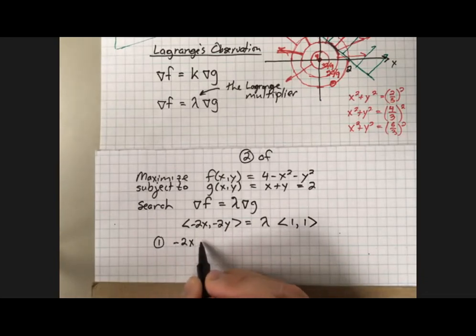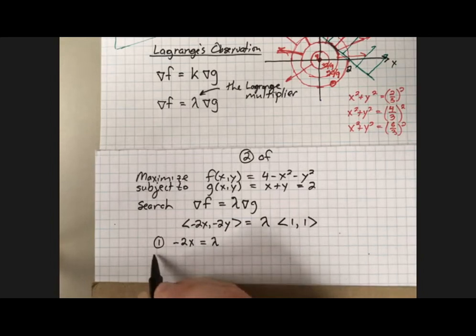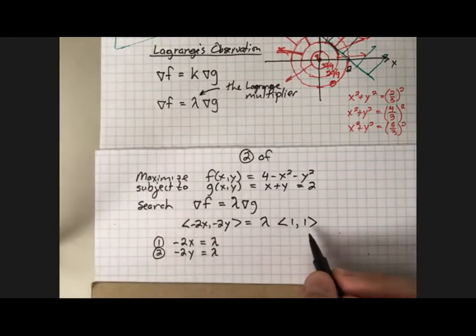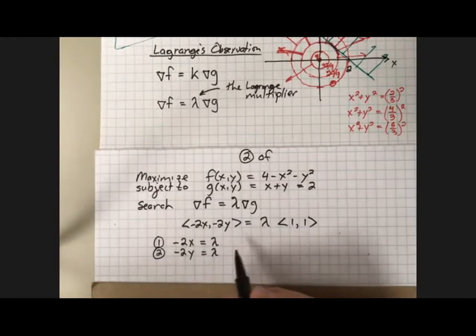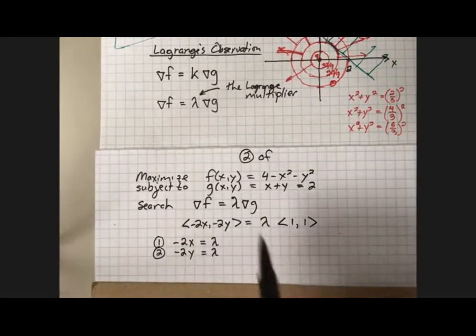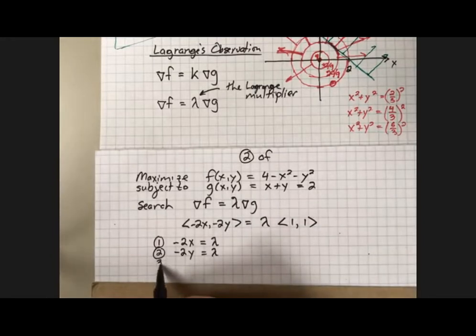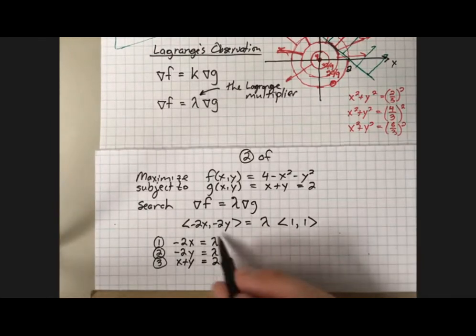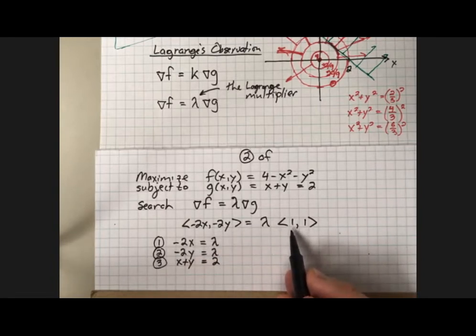But notice I have three unknowns. So negative 2x equals lambda times 1. Second equation, negative 2y equals lambda times 1. Now two equations, three unknowns, that's not going to do. I need another equation. I pull in the constraint equation, x plus y equals 2. If I can solve this system of equations, I will find out when the normals line up. And when the normals line up, that could be the max or min of the system. Visually, it will be the maximum in this system.